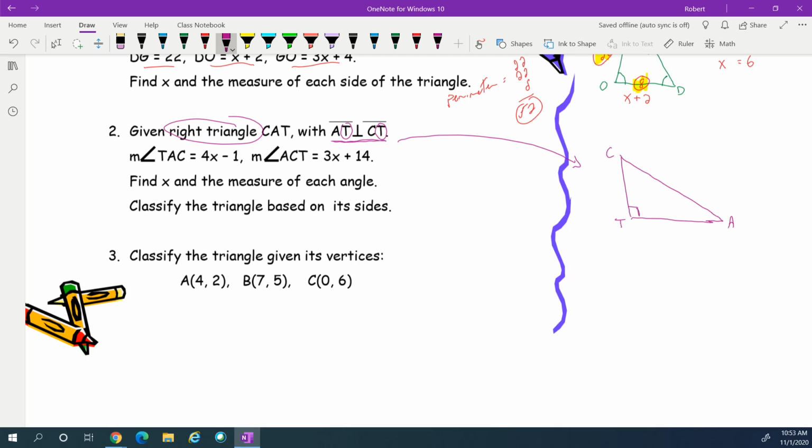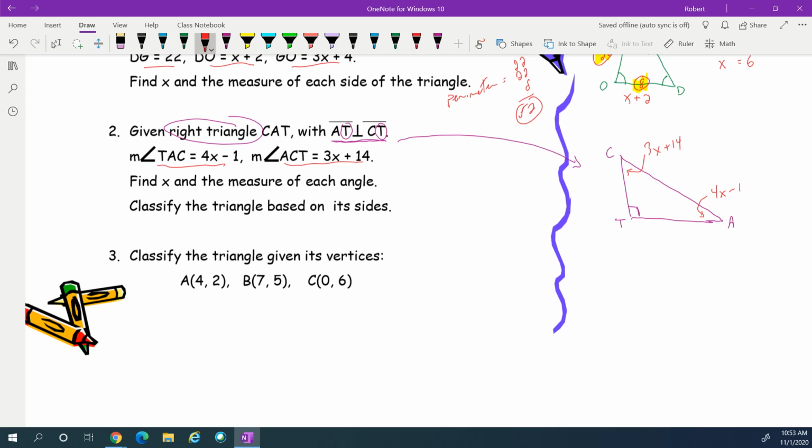Well, now let's see what information we have. And we were given angle TAC. So TAC, make sure you can find that angle, is x minus 1. And ACT, that angle is this one, ACT. Remember, the vertex is the middle letter. That's where the angle lives. It's 3x plus 14. And of course, we have to find x.